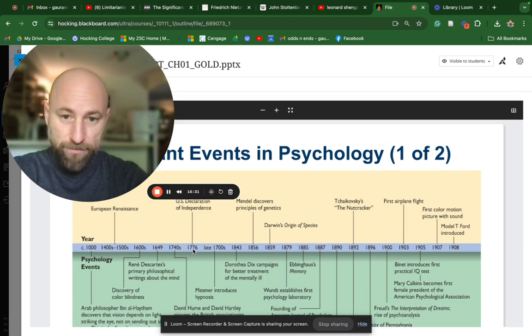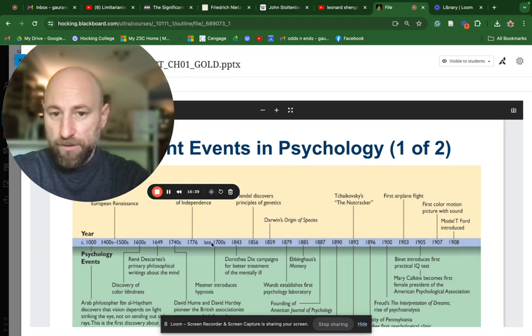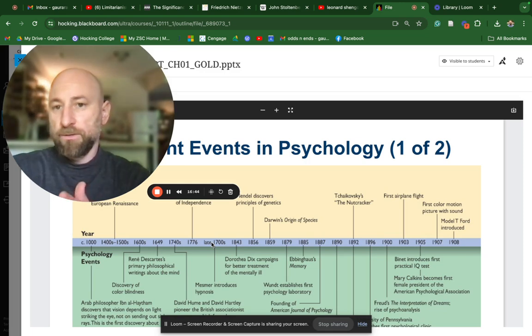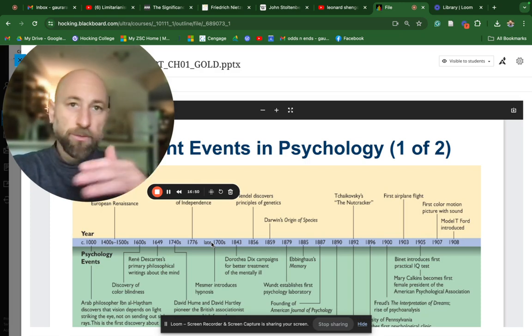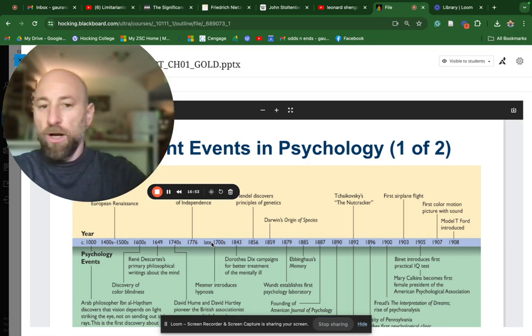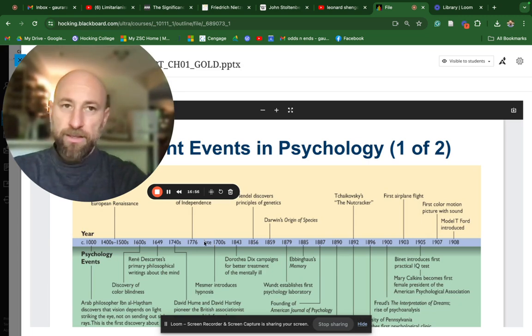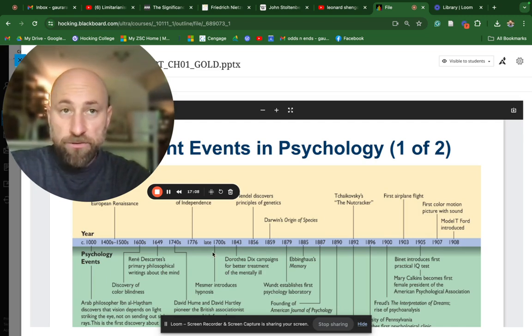1776, U.S. Declaration of Independence. In the late 1700s, the philosopher Immanuel Kant is writing, and that marks the end of the Enlightenment. The 1800s are considered the Industrial Revolution, although the same processes that define the Enlightenment, the expansion of democracy and human rights, are still ongoing to this day. So the Enlightenment isn't over. We're far from enlightened as a species, but as a historical period, once we get into the 1800s, we're in the Industrial Revolution. So in the late 1700s, a fellow named Mesmer introduces something called hypnosis.